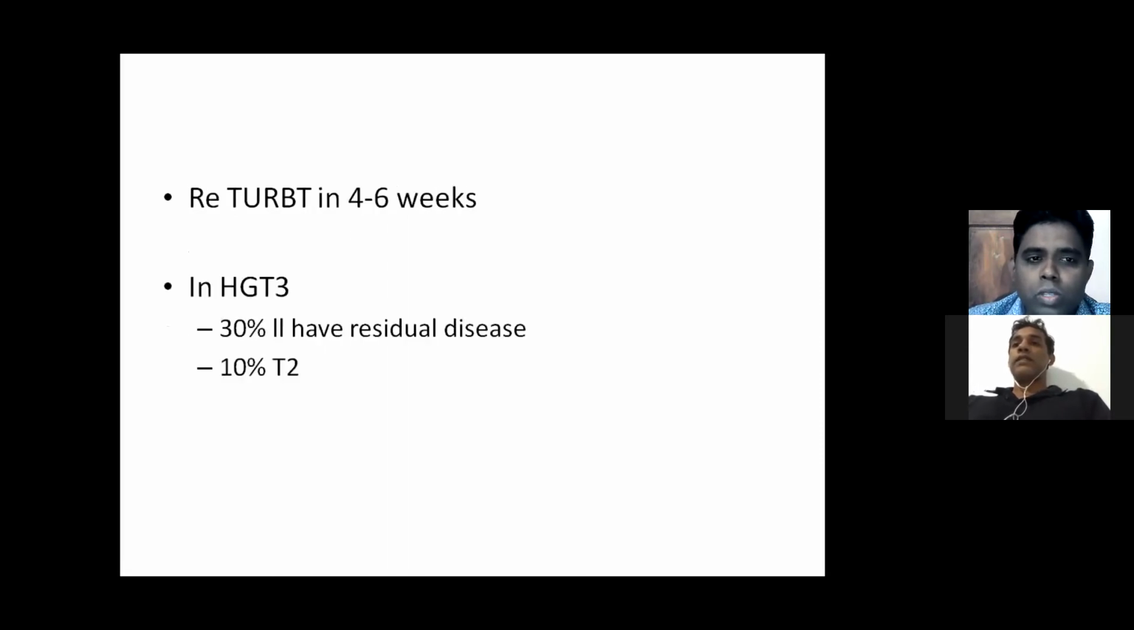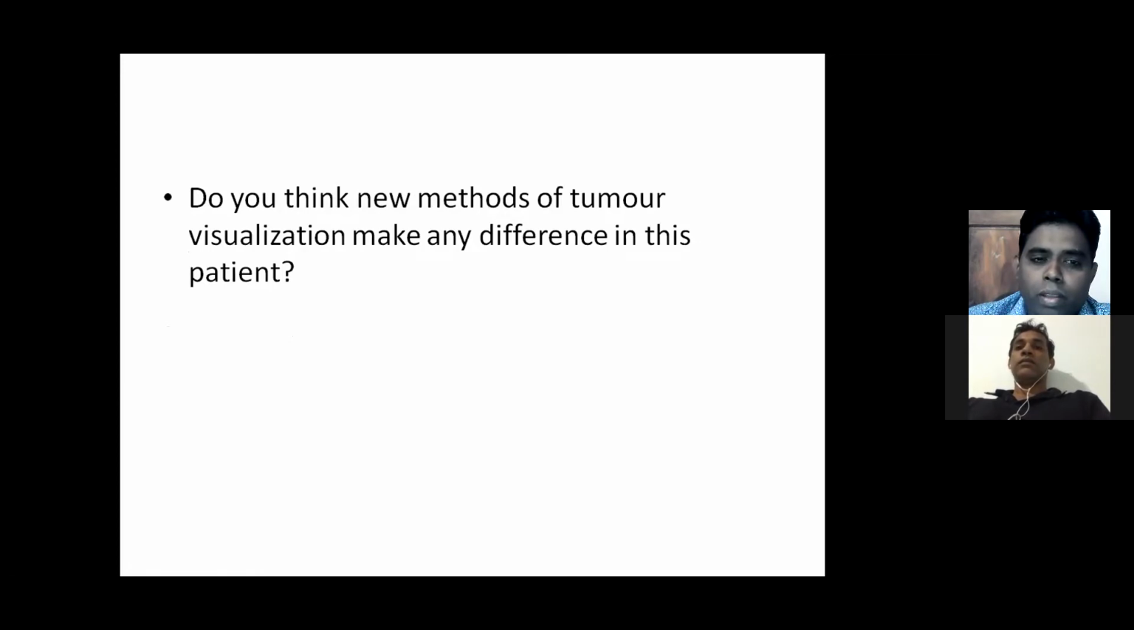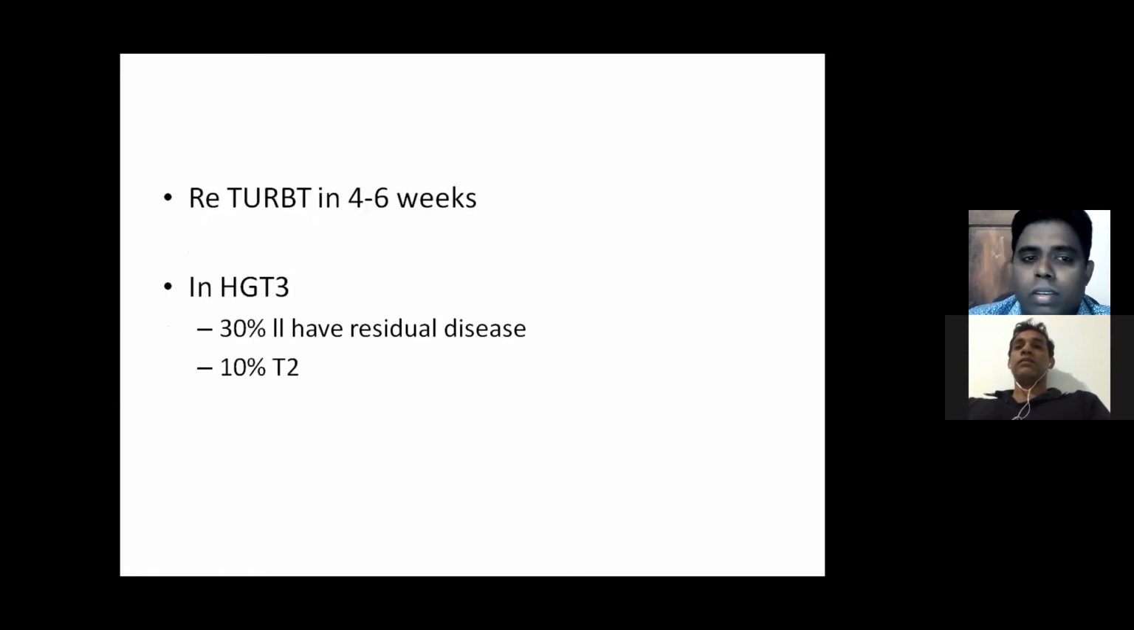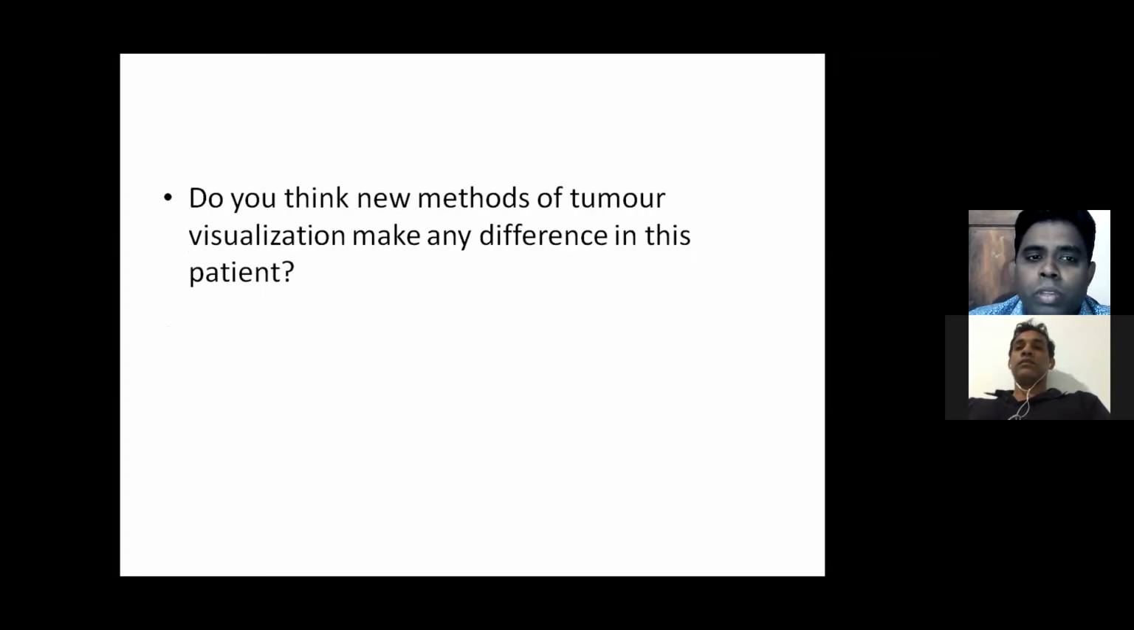Right. So you do a re-TURBT in 6 weeks time. Now the histology comes, as you have taken a very deep TURBT, and they are saying it's high grade entering into the muscle as well, high grade T2. Do you think new methods of tumor visualization made any difference in this patient from the first TURBT?